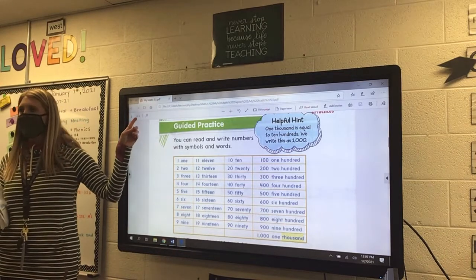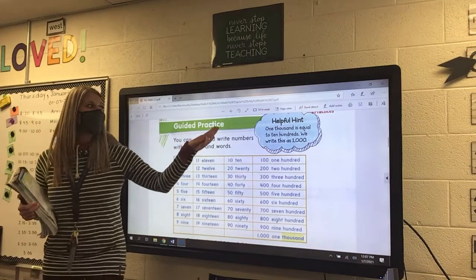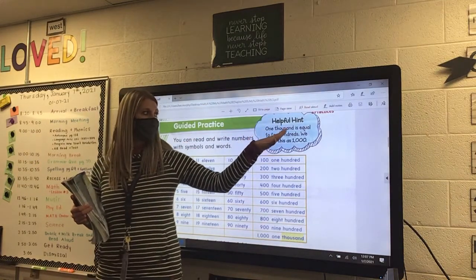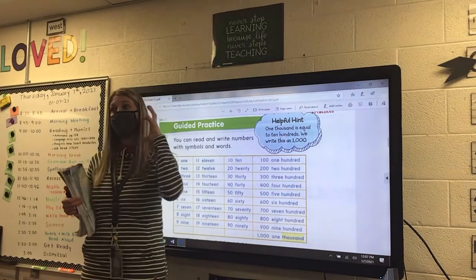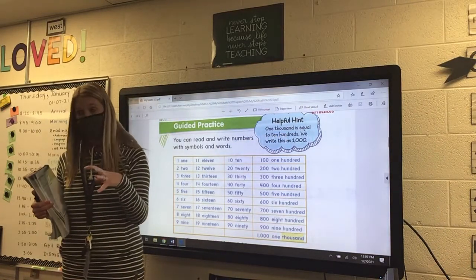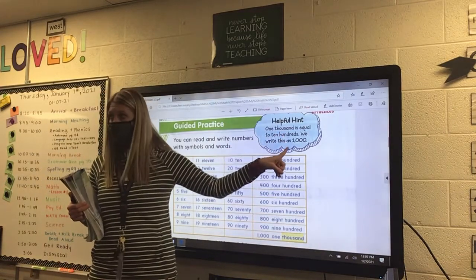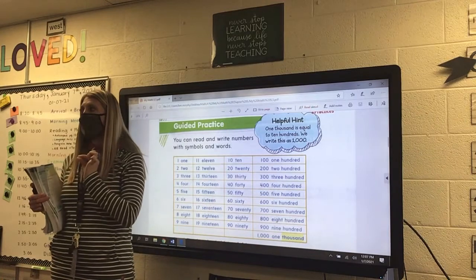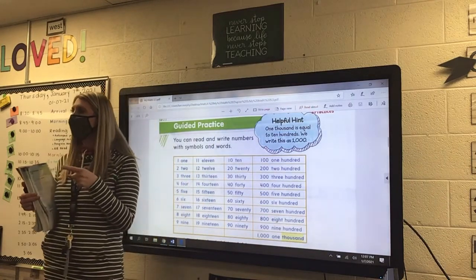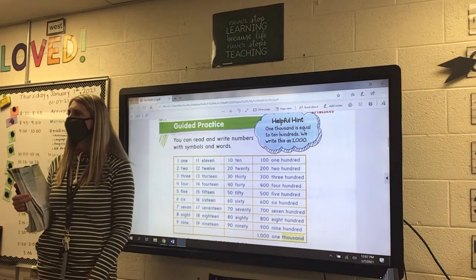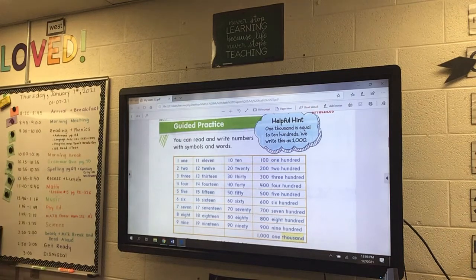On the next paper, it says guided practice. Here's our helpful hint. 1,000 is equal to 10 hundreds, which we know because we have to have 10 pages of our number scroll to get to 1,000. And we write this number 1, comma, 0, 0, 0. So why do we put that comma there, Raylan? It's easier to read. Because if I just put that number, it's harder for Mrs. Murphy to read. But if I put this comma here, I know it's 1,000. That first comma tells Mrs. Murphy I need to say the word 1,000.